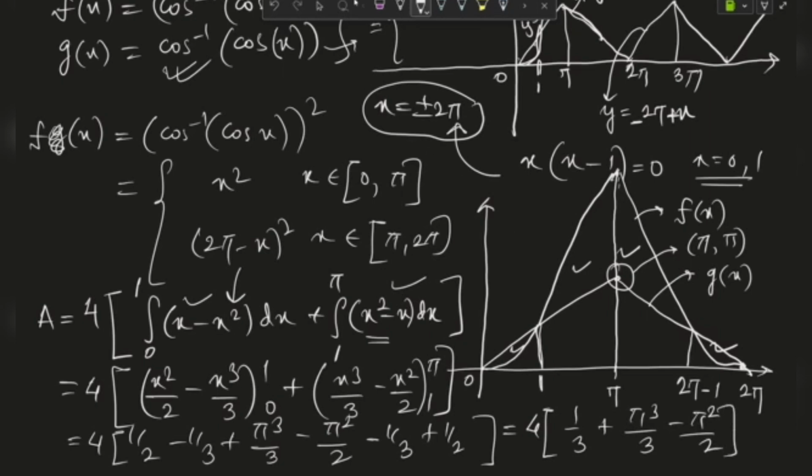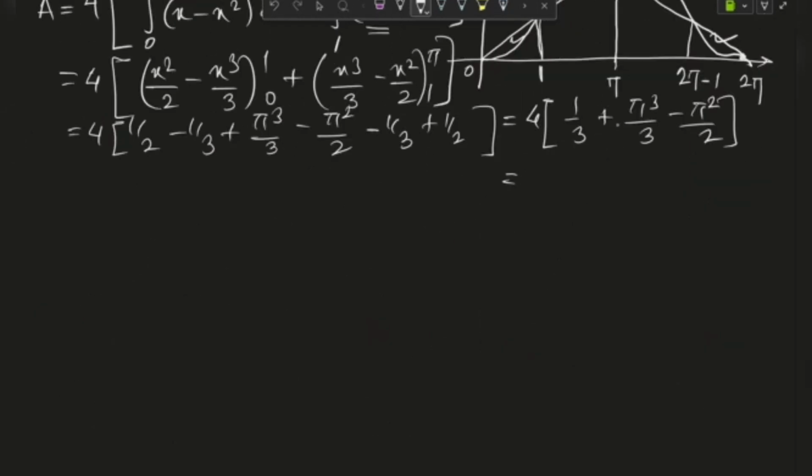I will change the page. So if we manipulate this a little, I'm writing the result. This is 4 times (pi cube plus 1), and this will be minus 6 pi squared by 3. This will be your final result for the required area.